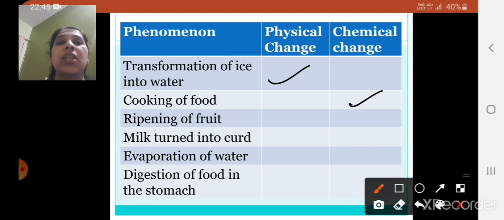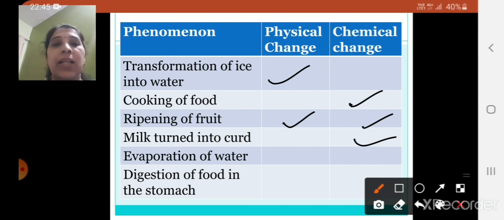Ripening of fruit, which type of change is it, children? It is both a physical change and a chemical change, because in the physical change, the same mango is getting ripened, right? But in the chemical change, the color is changing, the taste is also changing, right? Milk turned into curd, which type of change is it? It is a chemical change, because a new substance, curd, is formed, and curd cannot be brought back to the original form of milk. Evaporation of water, so water is getting evaporated, so it's a physical change, right? Then digestion of food in the stomach is a chemical change, right?